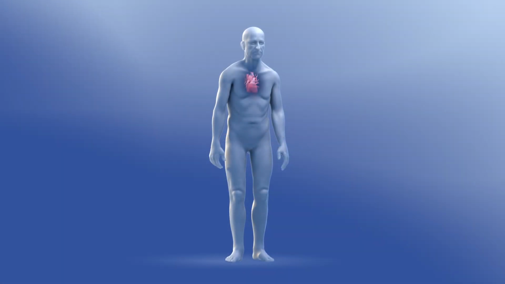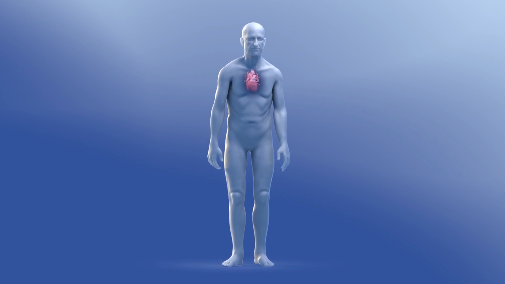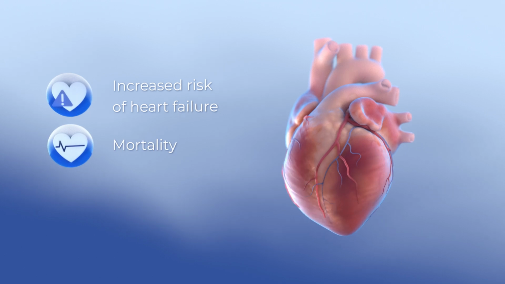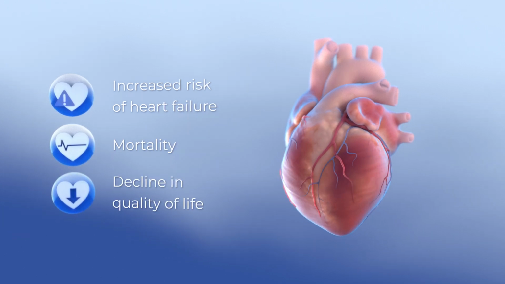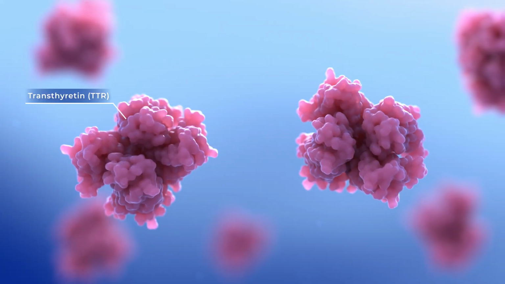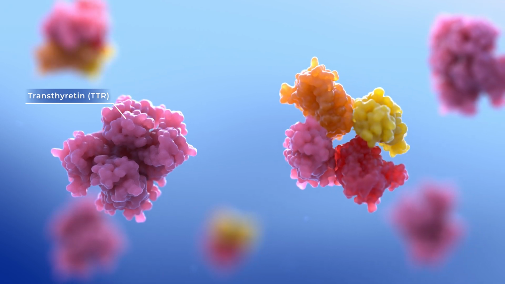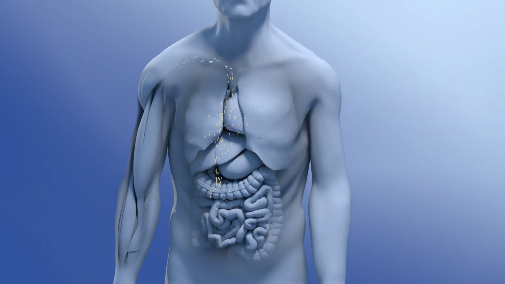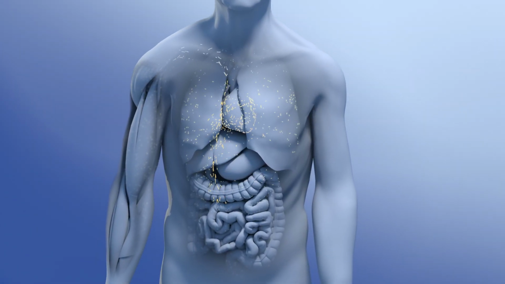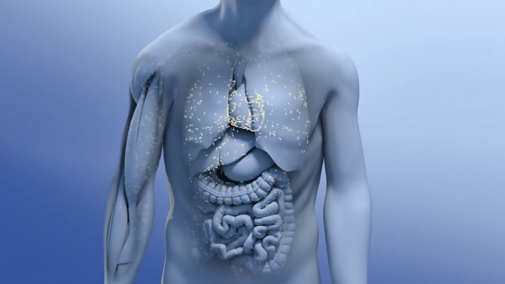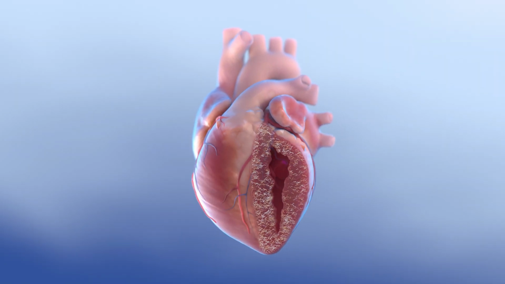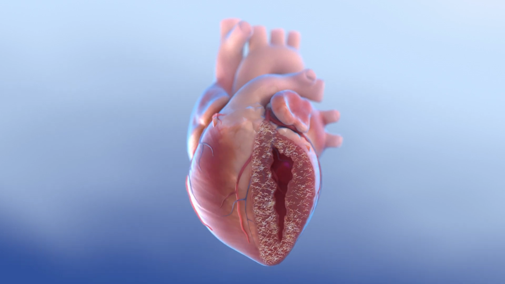ATTR-CM, or transthyretin-amyloid cardiomyopathy, is an underdiagnosed progressive heart condition that can lead to symptoms of heart failure and impact survival and quality of life. It is caused when the protein transthyretin, or TTR, also known as prealbumin, destabilizes and accumulates as amyloid fibrils in the myocardium and other tissues and organs, leading to multisystemic disease, including restrictive cardiomyopathy that can cause heart failure.